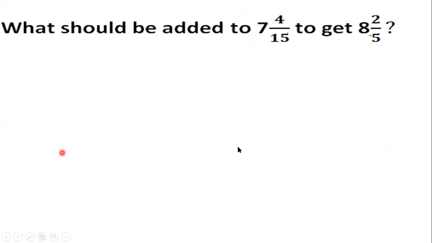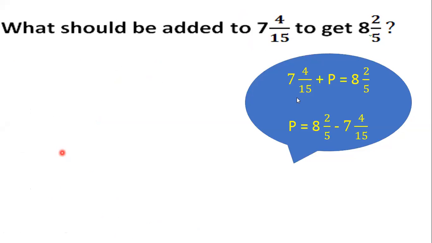Next question is, what should be added to 7 4 by 15 to get 8 2 by 5? What are we going to do, children? The same thing. There has to be something added. Let us say that we are adding p. So 7 4 by 15 plus p is equal to 8 2 by 5.